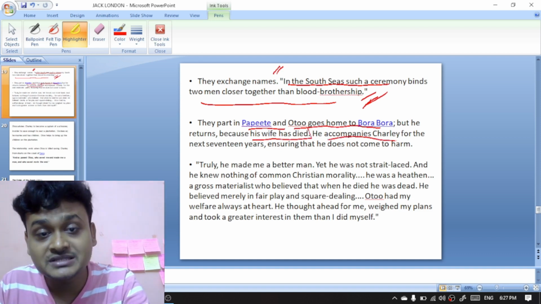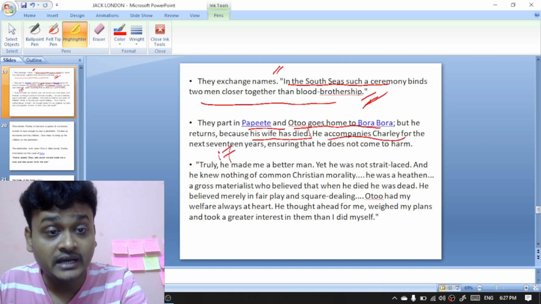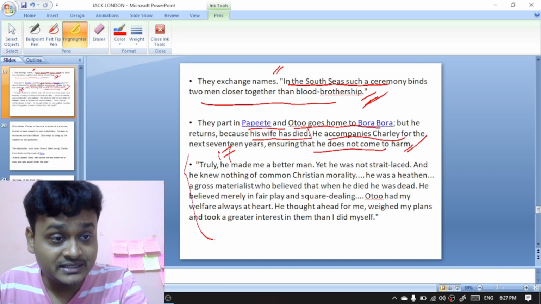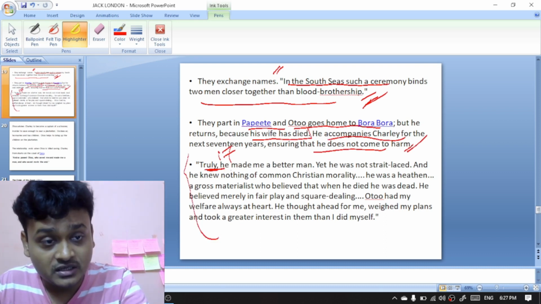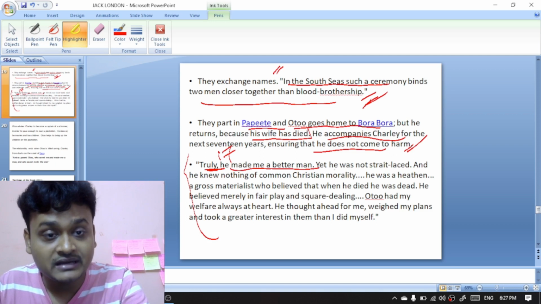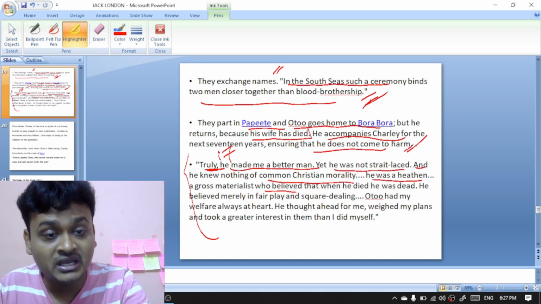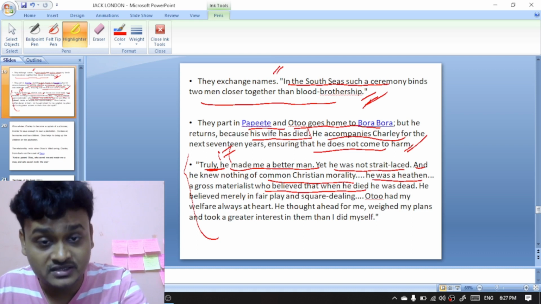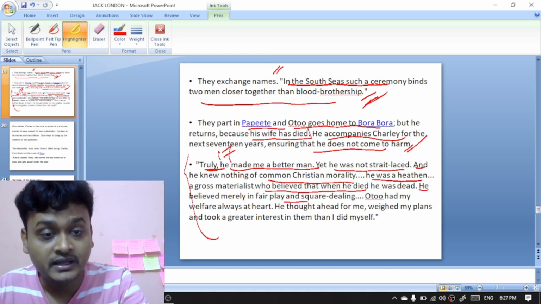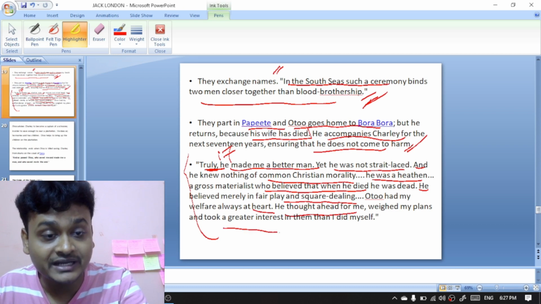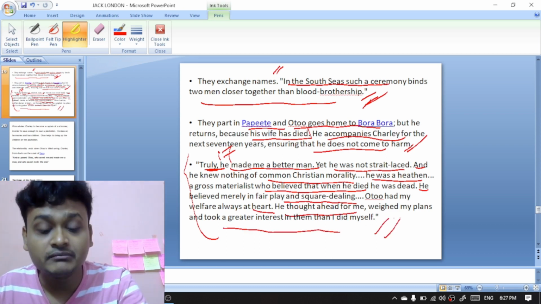He accompanies Charlie for the next 17 years, ensuring that he does not come to harm. Charlie says, truly he made me a better man. Yet he was not straight-laced, and he knew nothing of common Christian morality. He was a heathen, a gross materialist who believed that when he died, he was dead. He believed merely in fair play and square dealing. Otto had my welfare always at heart, and he thought for me, weighed my plans and took a greater interest in them than I did myself.